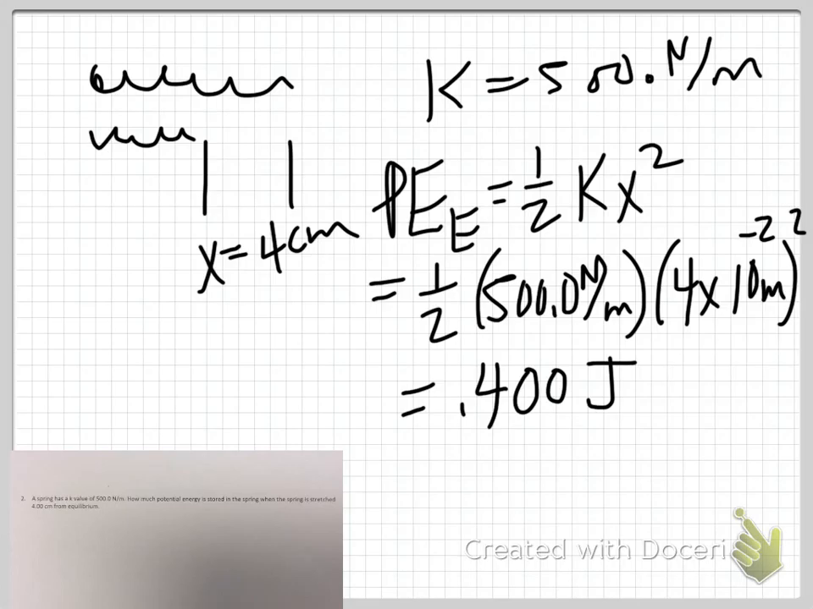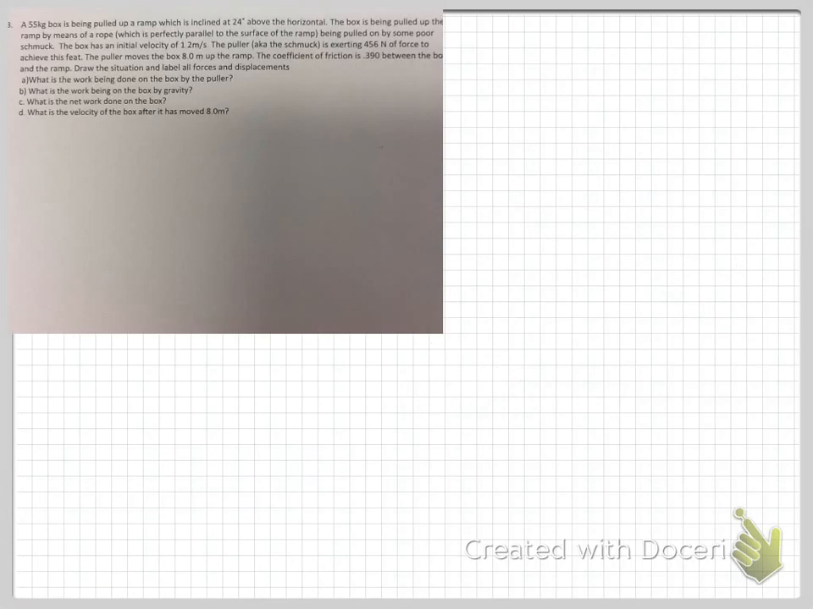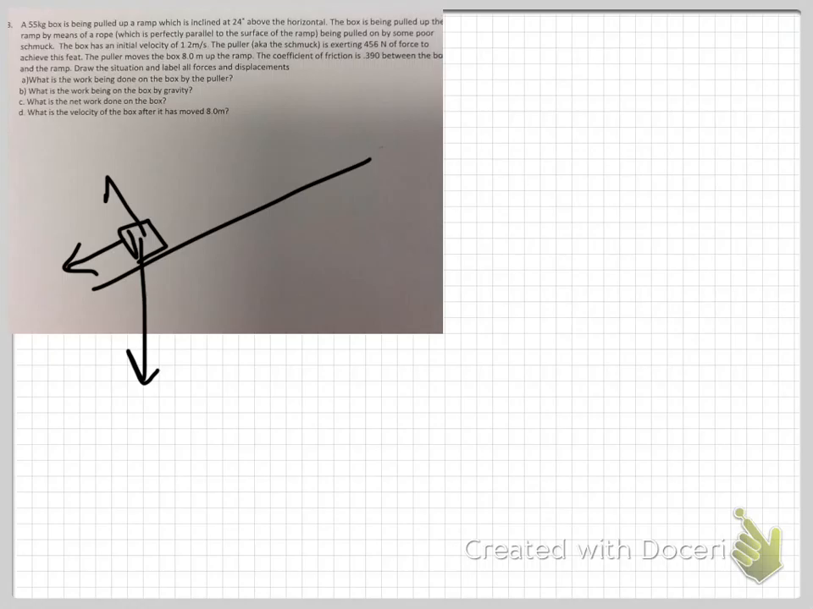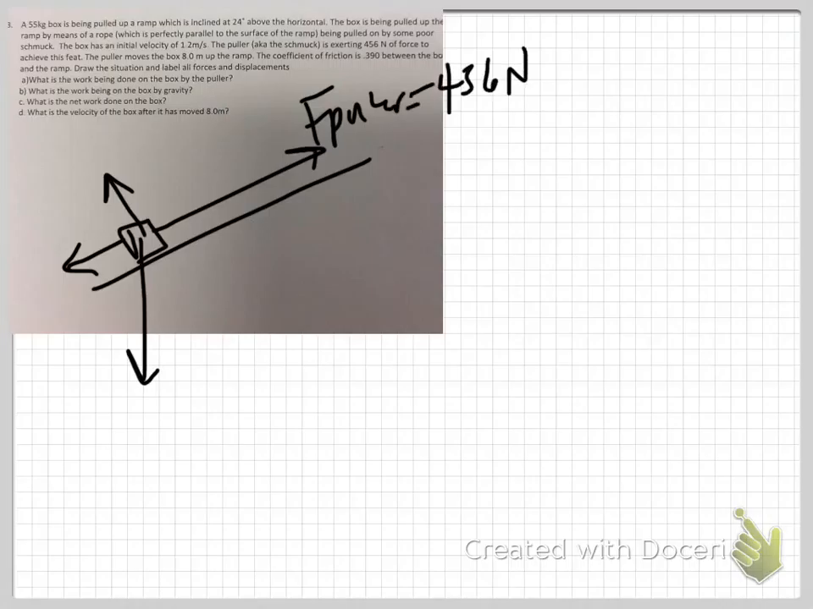Okay, so this was the throwback to 4C, and I told you I'm going to give you a problem like this on the test, so I want to have lots of chances for you to practice it. We have a box on a ramp being pulled by some poor schmuck, and we've got all these forces assigned. The force of the puller is 456 newtons. We know that the box moves 8 meters, and I'm ignoring sig figs as I'm just quickly working this out.